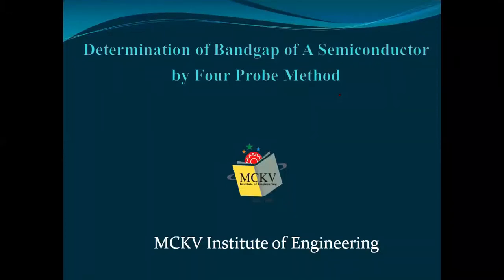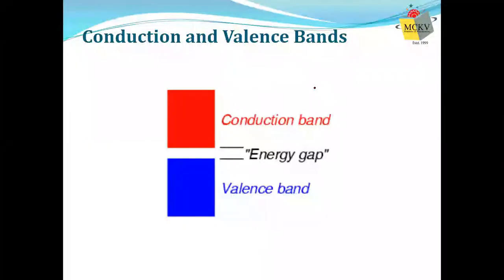Today, we are going to discuss how to determine the band gap of a semiconductor by the four probe method. Why the method is called four probe, we will discuss later. First, we need to understand what is meant by band gap. Here, specifically, we want to measure the band gap of a semiconductor. I hope I need not say anything about semiconductors.